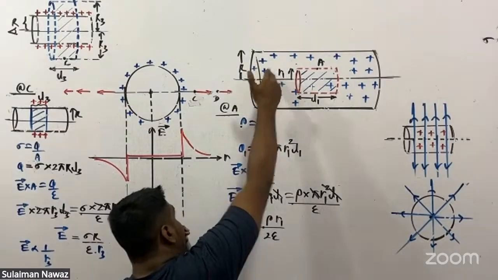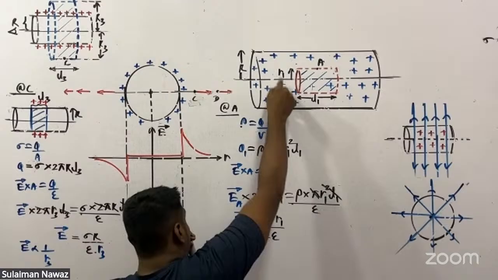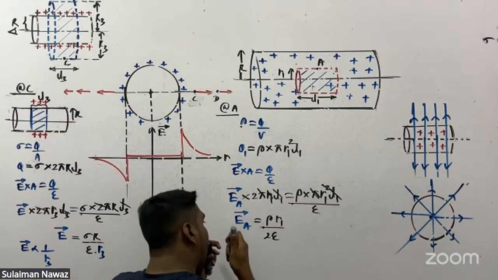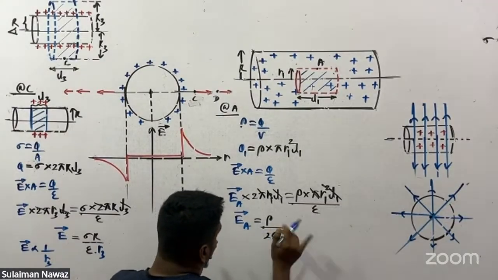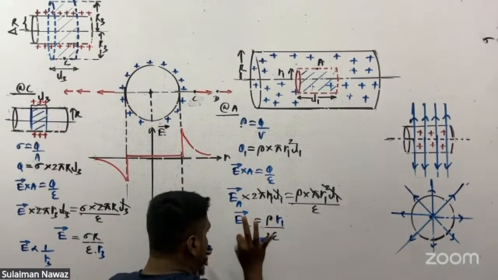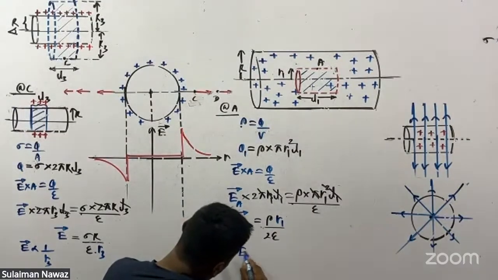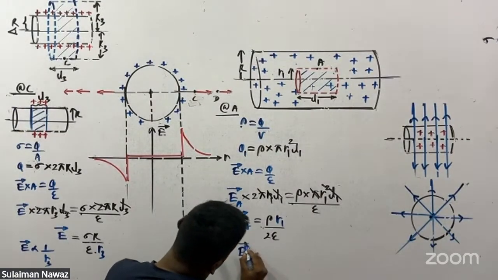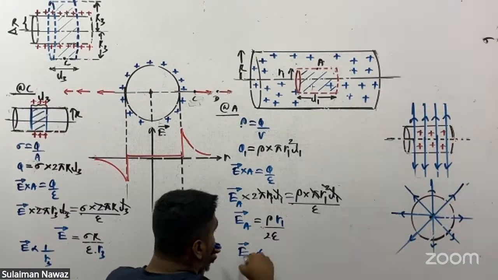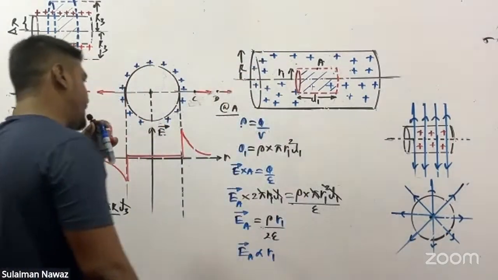When you consider different points inside the non-conductive cylinder, your R1 changes. When R1 changes, the distance inside the cylinder changes, and your intensity at that point also changes. The relationship between intensity inside the cylinder and the distance is directly proportional to R1. This is point capital A.